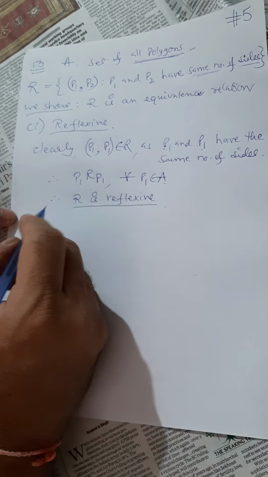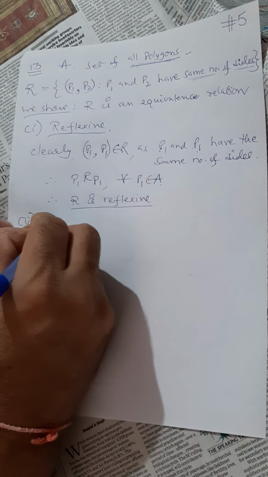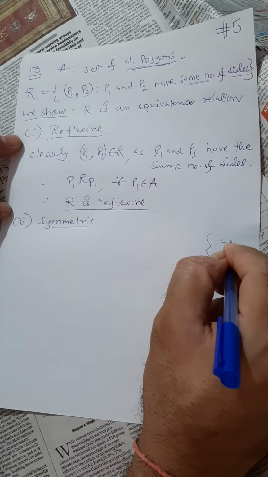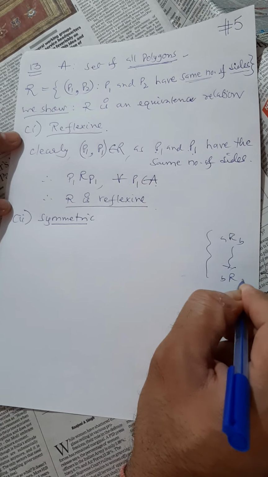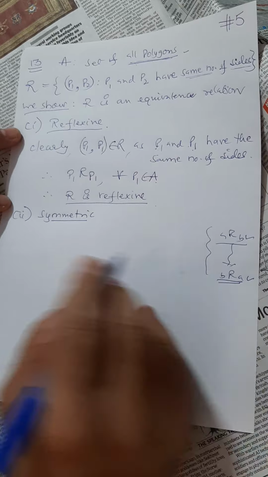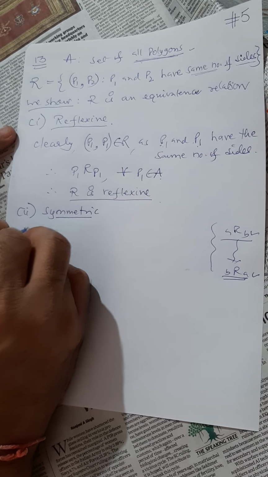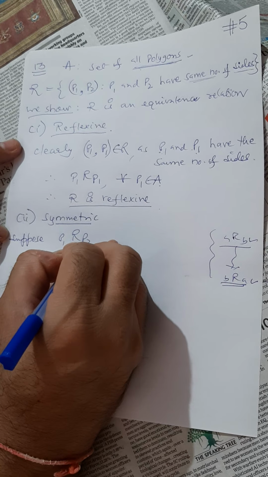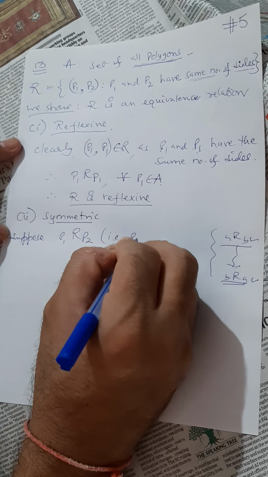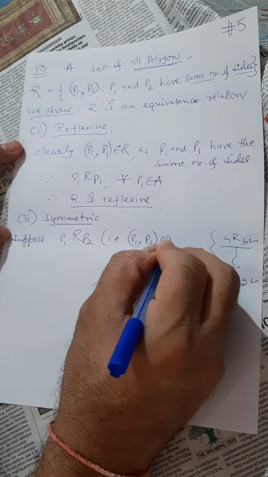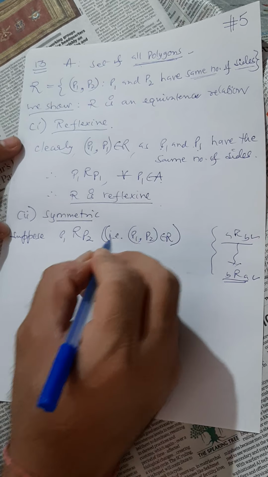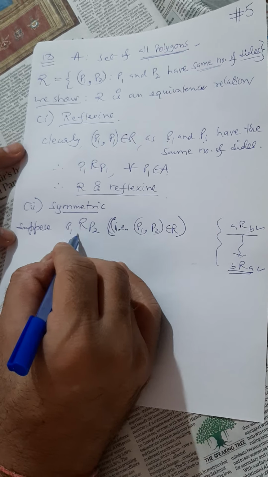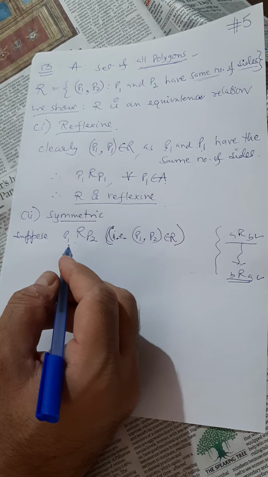Second one, we go to the symmetric property. Symmetric means you start with A related to B and show that B is related to A. Start with this and get this. So we start with this. Suppose P1 is related to P2. I can write it like this also, remember: (P1, P2) belongs to R. The meaning is the same as I mentioned earlier; both have the same meaning. You can use any one of these two symbols.